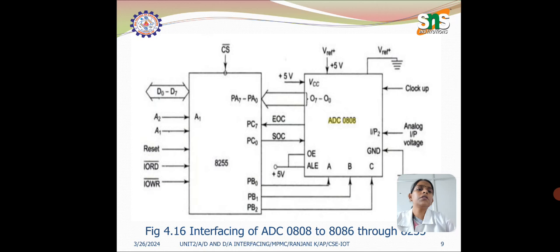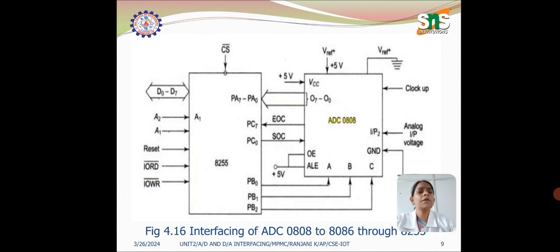So this is the block diagram of interfacing ADC 0808 to 8086 through 8255. Here you have PC0 to PC7. PC0 is for start of conversion, PC7 is for end of conversion, where PA0 to PA7 are the data pins, and IN2 is an analog input voltage.